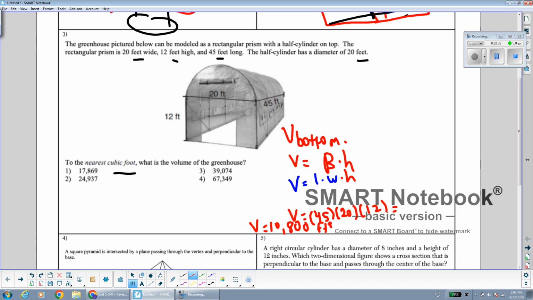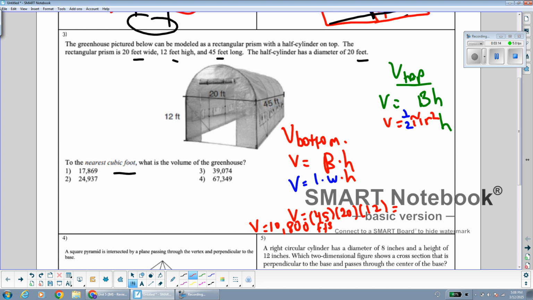I'm going to write cubic feet because I always like to do that, even though here we're not going to be converting anything. And then I'm going to do the volume of the top. So the top is a half cylinder. A cylinder is pi r squared times height because it's capital B times H. A cylinder has a circle base, so the area of a circle is pi r squared times the height of the entire cylinder. And remember, it's a half cylinder, so we do need to put a 1/2 in the front, or you could just divide your answer by 2 when you get it.